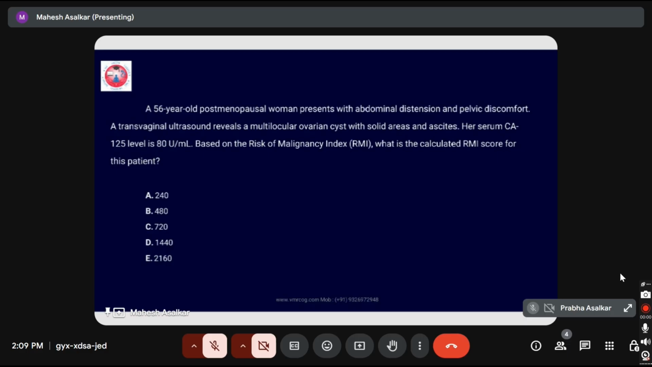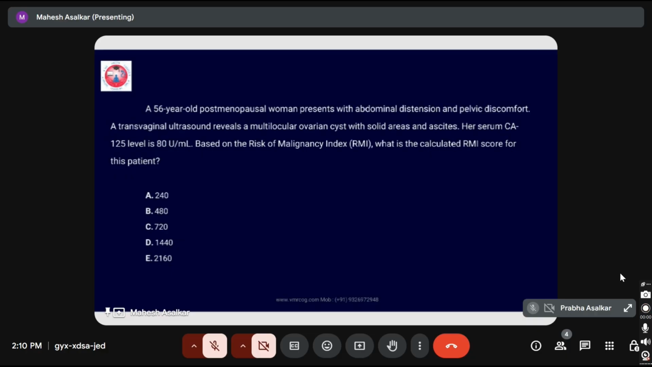A 56-year-old postmenopausal woman presents with abdominal distension and pelvic discomfort. TVS reveals a multilocular ovarian cyst with solid area and ascites. Her serum CA-125 is 80 international units per ml. Based on the risk of malignancy index, what is the calculated RMI score for this patient?